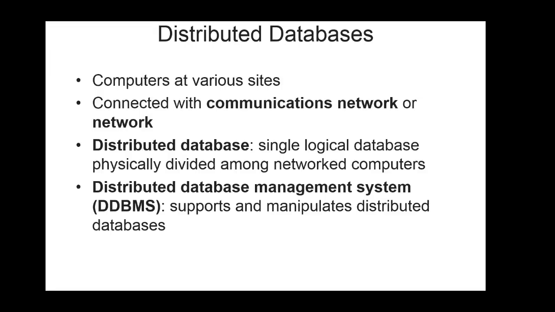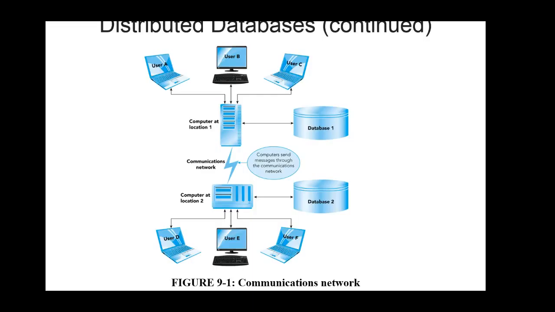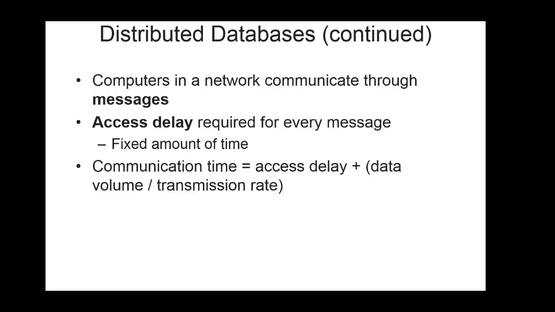Distributed database management systems basically support and manipulate distributed databases. This diagram shows you the communication network in a distributed database management system. Computers in a network communicate through messages. That means one computer could send a message to another one. A computer might send a message to request data from another computer, or a computer might send a message to indicate that there is a problem.